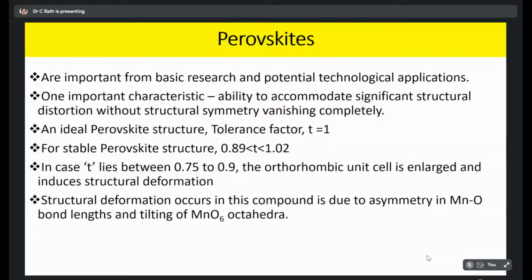Perovskite materials are important from basic research and potential technological applications. One important characteristic is their ability to accommodate significant structural distortion without structural symmetry vanishing completely. For an ideal perovskite structure, the tolerance factor is T equal to 1. Practically we don't get an ideal perovskite. So if it is not ideal, how much can T vary so that one can get a stable perovskite structure? That is, T between 0.89 and 1.02.